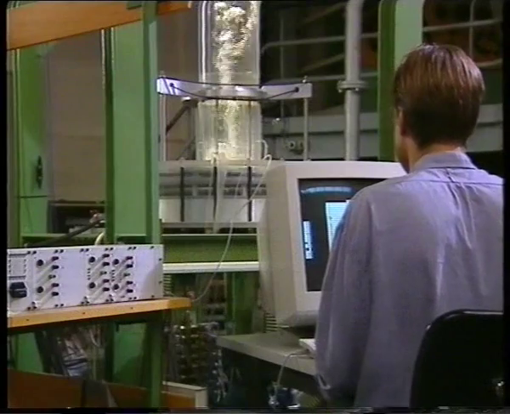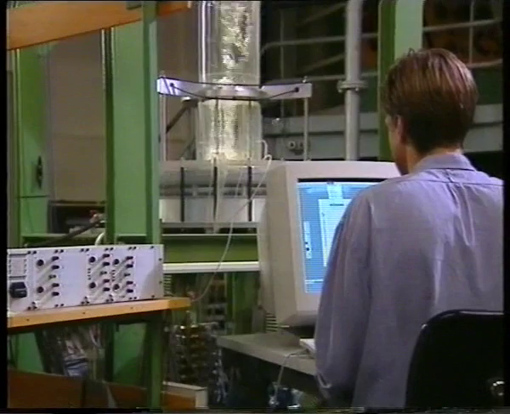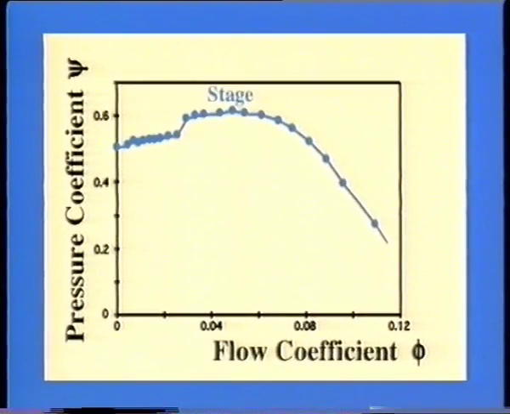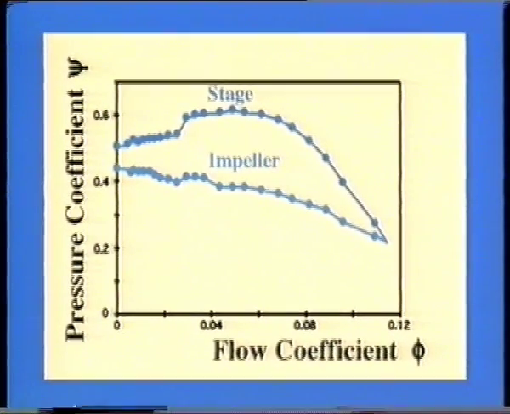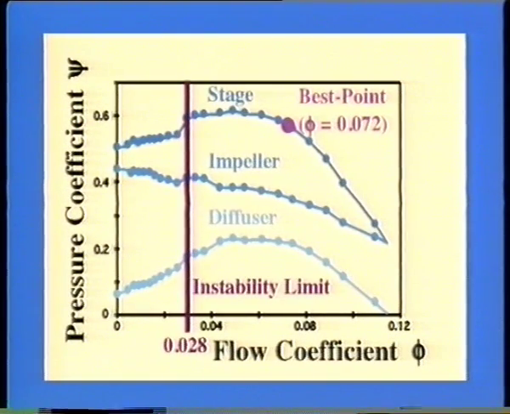The dimensionless performance map of a compressor is a plot of pressure rise versus flow rate at constant shaft speed. The map shows the stage, the impeller, and the diffuser characteristics of the water model. Highest efficiency, the so-called best point, occurs at a flow coefficient equal to 0.072. Flow instability is encountered at or below a flow coefficient equal to 0.028.